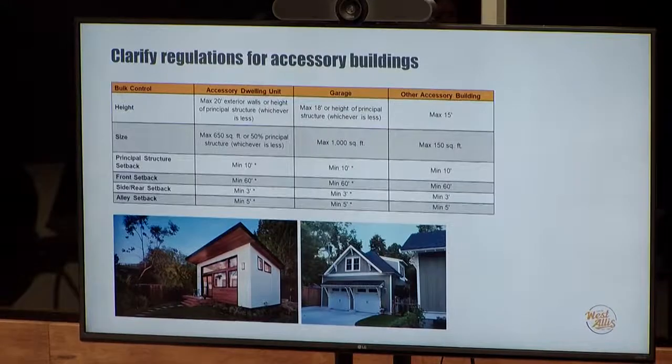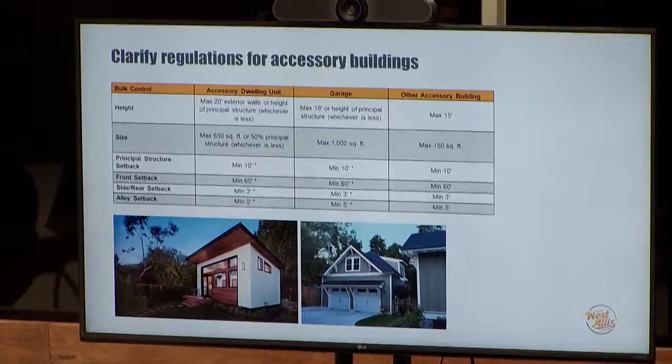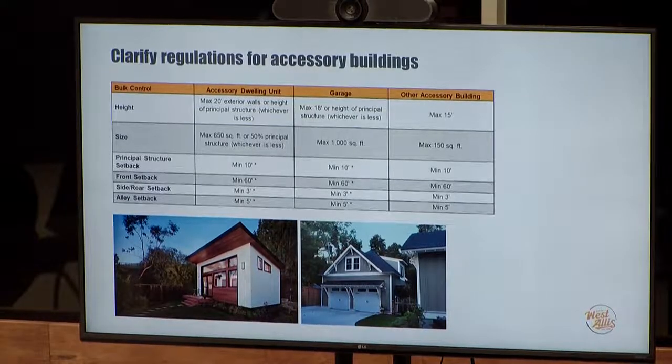Moving across in terms of height with the garage, there's really no change: 18 feet as it is now within the code, and not to exceed the height of the principal building, whichever is less. And for other accessory buildings, a max height of 15 feet. So, for instance, a storage shed in your backyard for your lawn mowing equipment or snow blower shouldn't exceed 15 feet in height. For size, the accessory dwelling unit has a max of 650 square feet or 50% of the principal structure, whichever is less. The garage has a max of 1,000 square feet, which is today's standard. And the shed or other accessory building is 150 square feet, which is current.